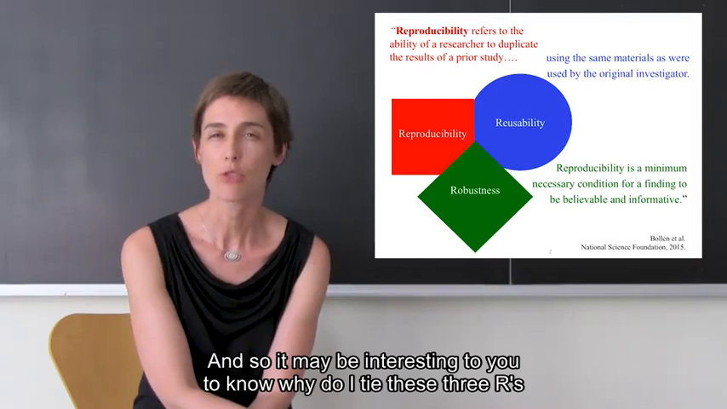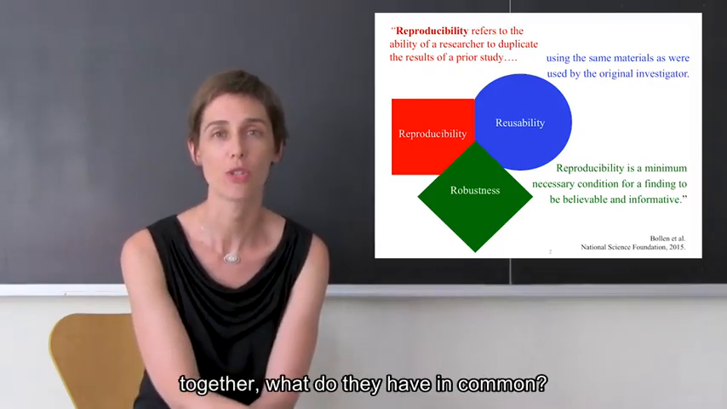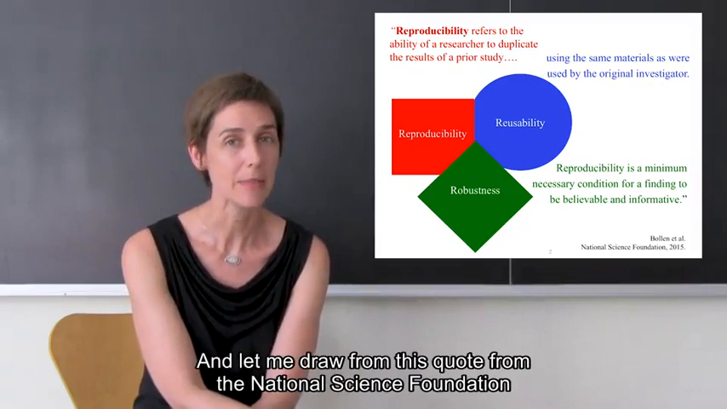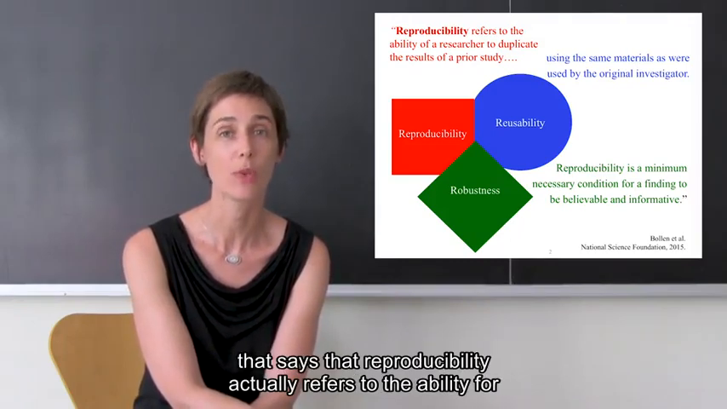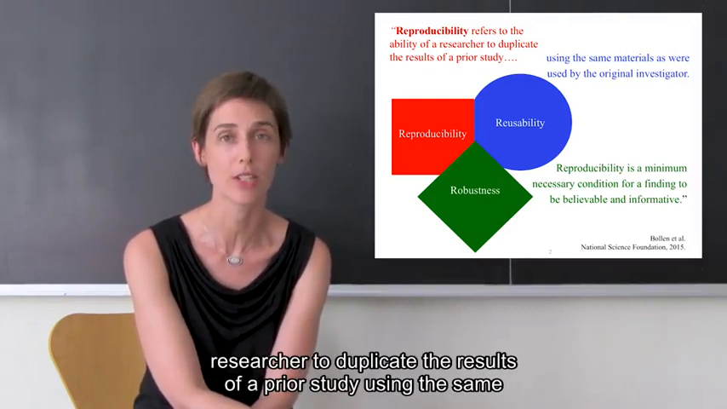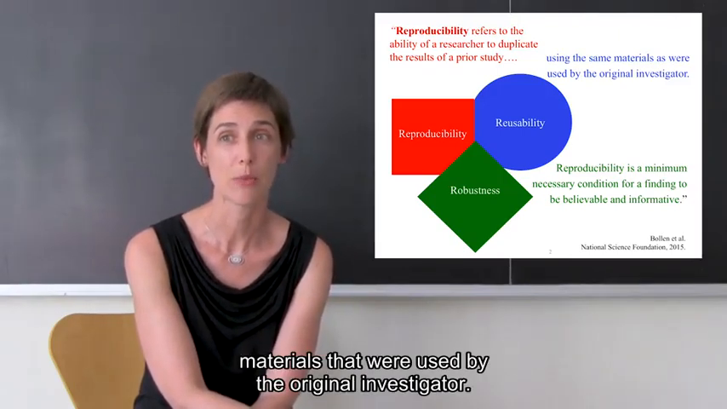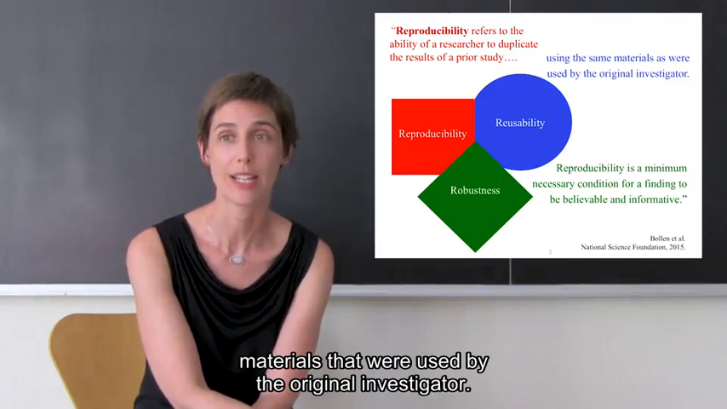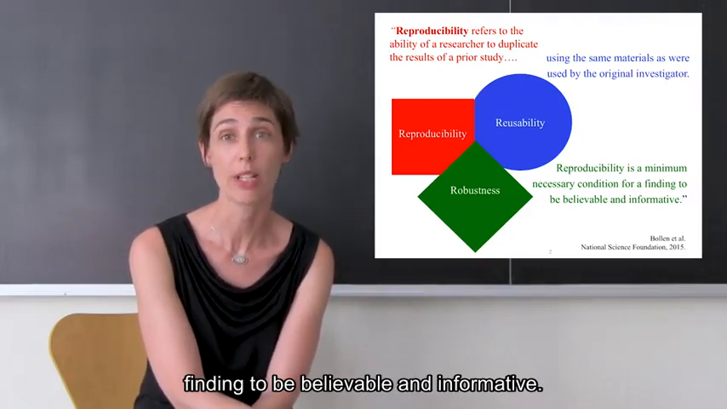And so it may be interesting to you to know, why do I tie these three R's together? What do they have in common? Let me draw from this quote from the National Science Foundation that says that reproducibility refers to the ability for a researcher to duplicate the results of a prior study using the same materials that were used by the original investigator. And reproducibility is also the minimum necessary condition for a finding to be believable and informative.